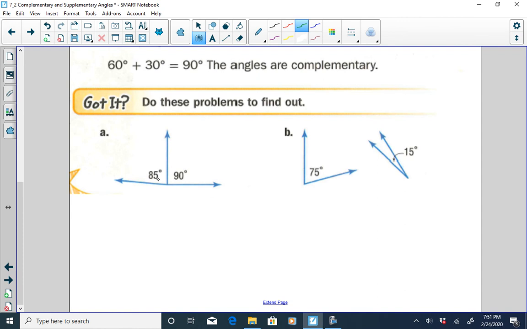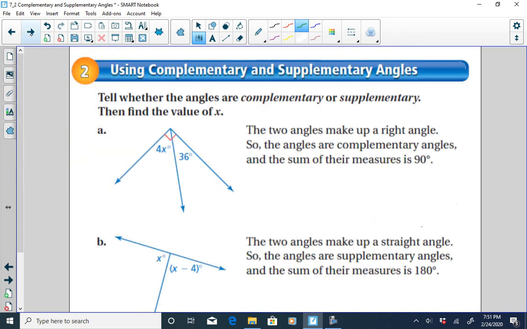85 plus 90 has a sum of 175, so that would be neither. Neither complementary nor supplementary. Let's see, 75 plus 15. 75 plus 15 is 90, so those angles are complementary angles because they have a sum of 90 degrees.